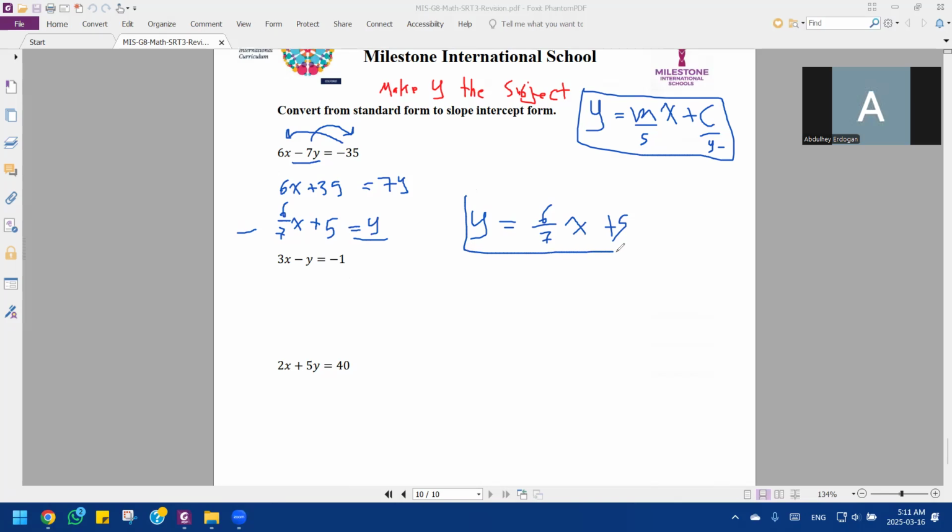So this is y the subject or slope-intercept form. For example, here the slope is 6/7. The y-intercept is 5. Now, next one, we check y. Is it negative? Yes. So take it to the other side. Will be positive. 3x minus 1 will come here as plus 1. But just take y to the left. So y equal to 3x plus 1.